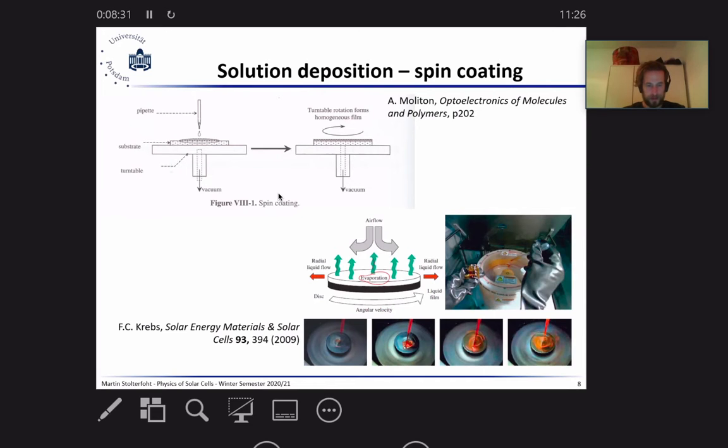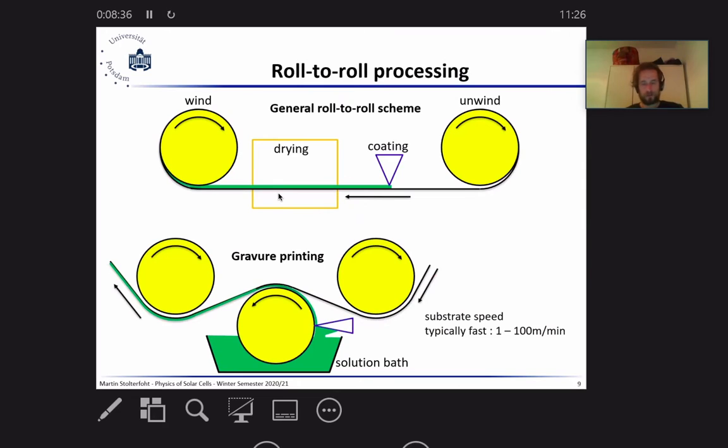Yeah, this is quite standard. And this solution processability is always promising for industrial applications, because you can do large area processing, ideally roll-to-roll processing.